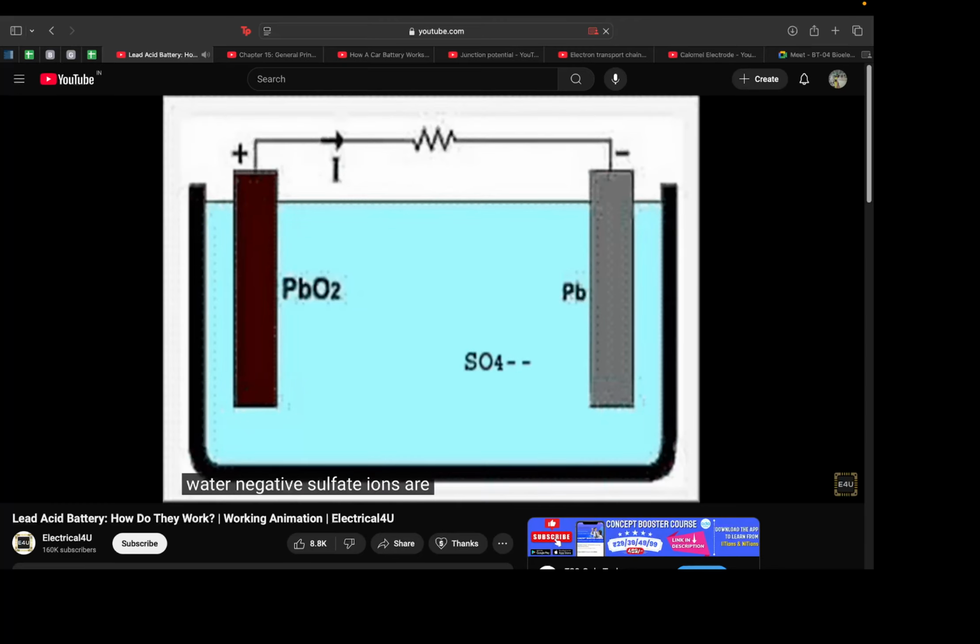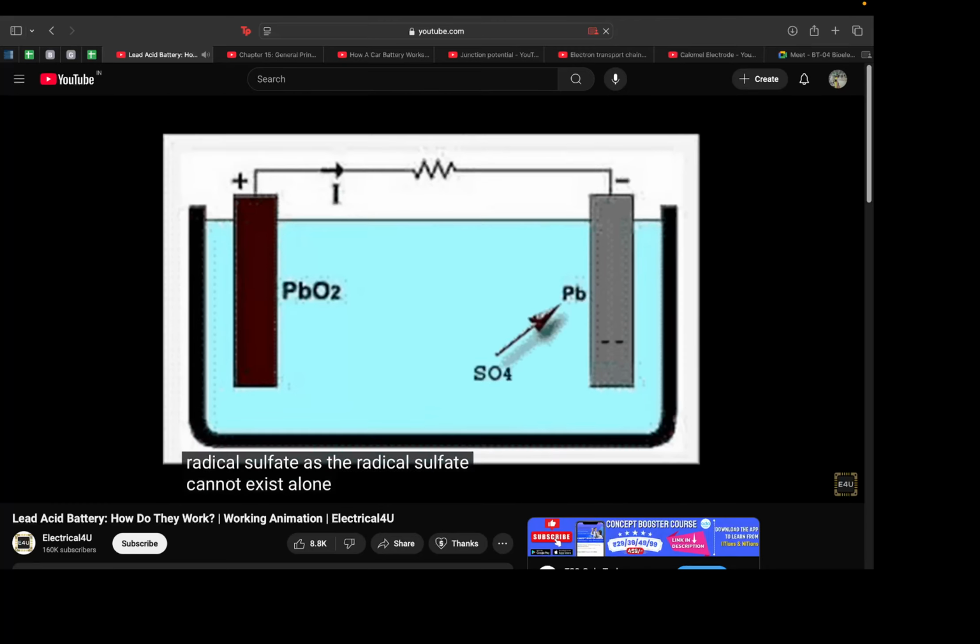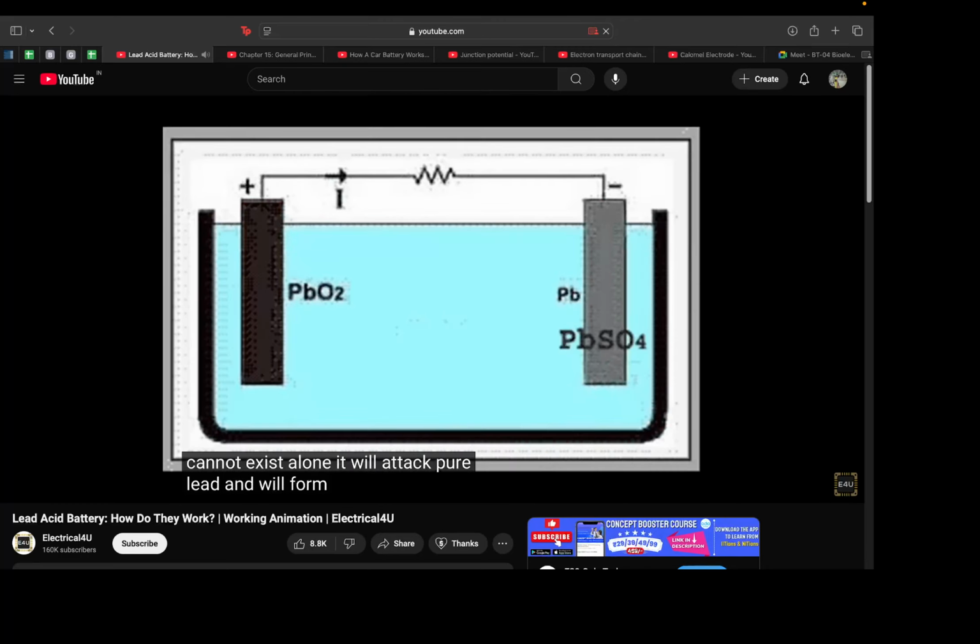Negative sulfate ions are moving freely in the solution, so some of them will reach the pure lead plate where they give their extra electrons and become radical sulfate. As the radical sulfate cannot exist alone, it will attack pure lead and will form lead sulfate.